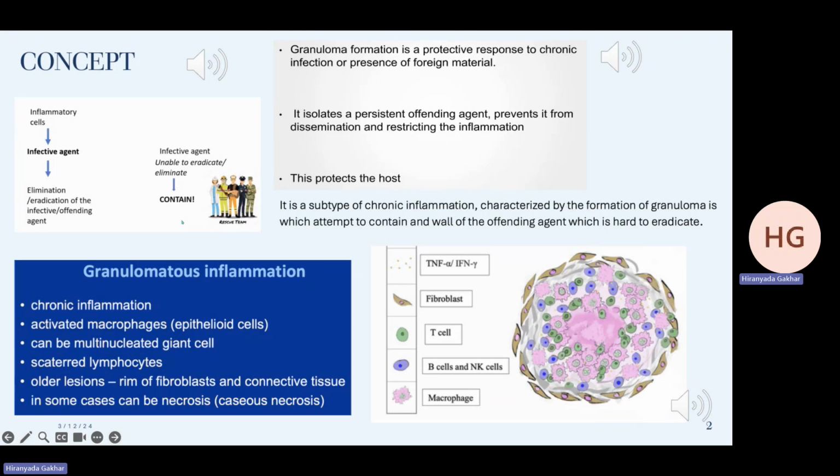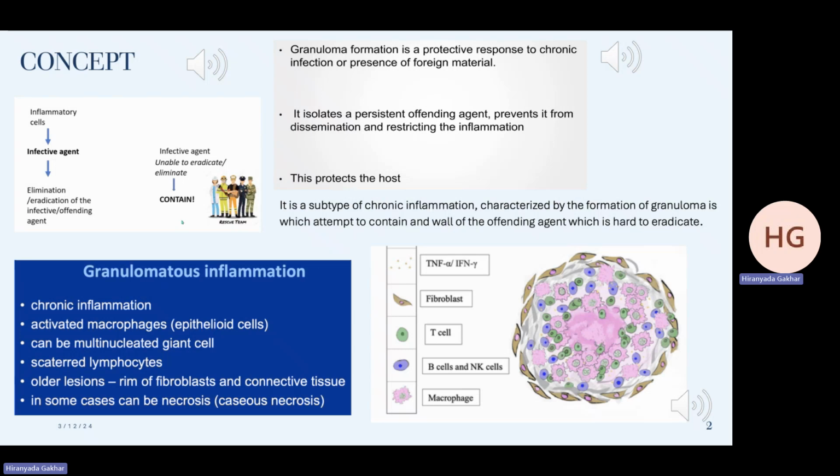So, what basically is granulomatous inflammation? Granulomatous inflammation is a subtype of chronic inflammation which is characterized by formation of a granuloma, which attempts to contain and wall off the offending agent. If you see this picture over here, in the center you have the infective agent, and the inflammatory cells of your body have formed a sort of border or boundary around it so that it does not spread to different parts. So it's contained in that one particular region.